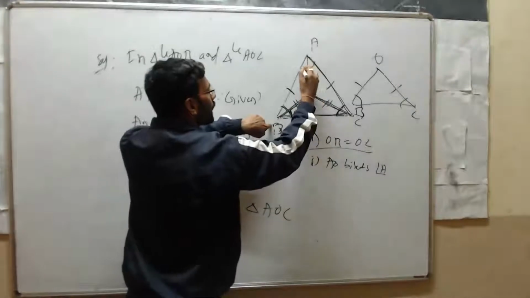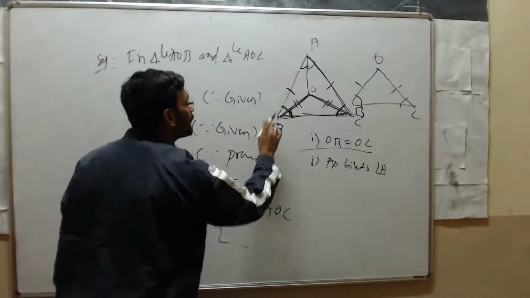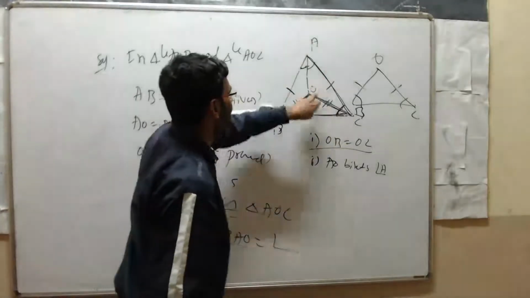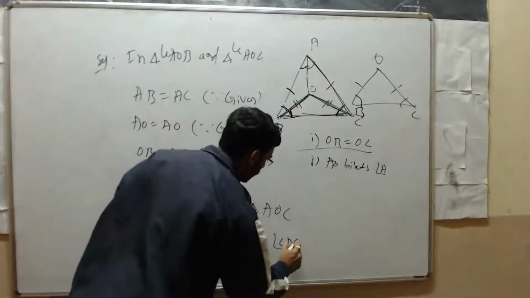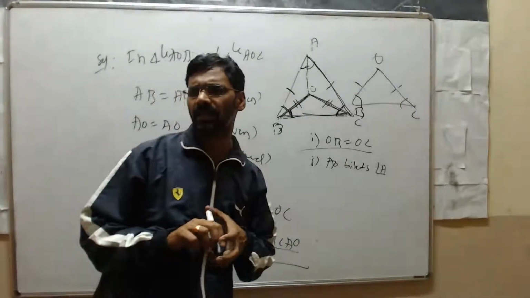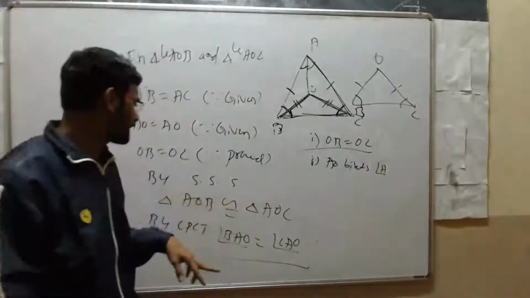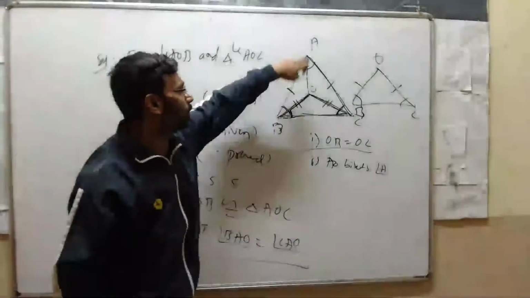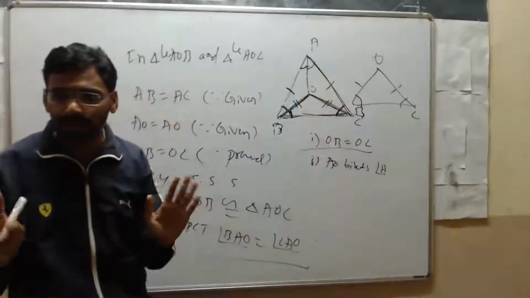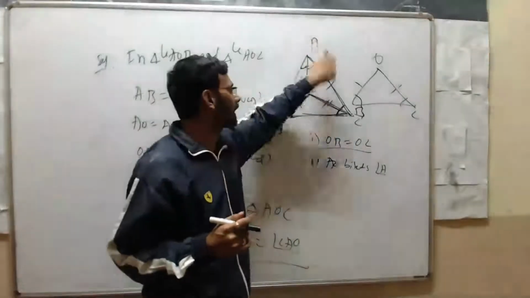Angle BOA, by CPCT, angle BAO equals angle CAO by CPCT, corresponding parts of congruent triangles. BAO and CAO means indirectly AO bisects angle A, meaning angle A is divided into equal halves. Half part belongs to triangle AOB, half part belongs to triangle ACO.